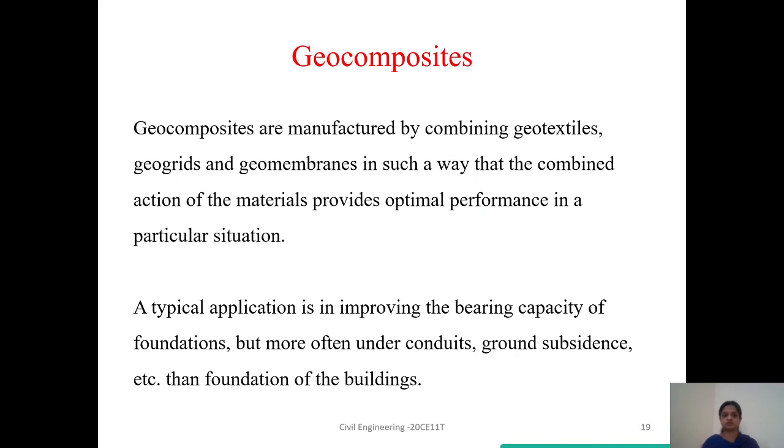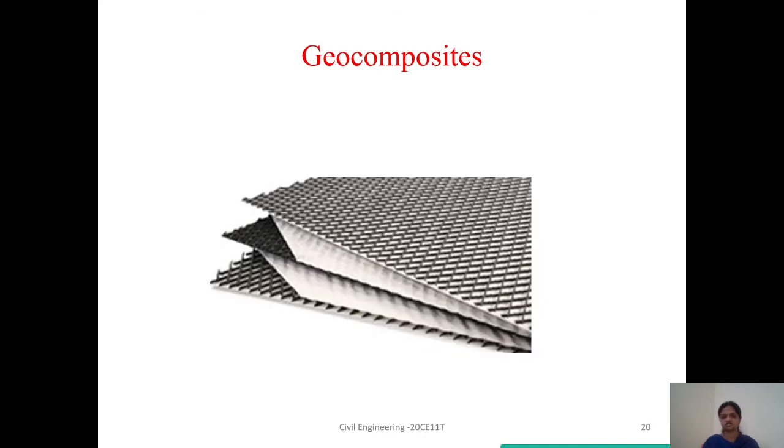Geocomposites. Geocomposites are manufactured by combining geotextiles, geogrids and geomembranes in such a way that the combined action of the material provides optimal performance in a given particular situation. The typical application is in improving the bearing capacity of the foundation. Here we can see the geocomposite where a geogrid and a geomembrane is used.